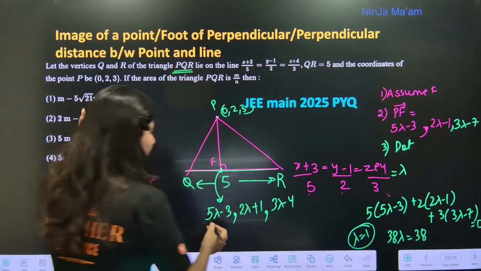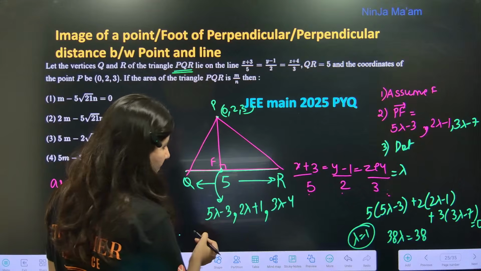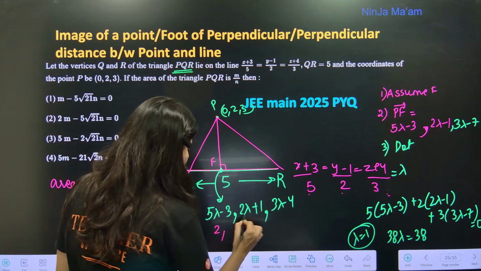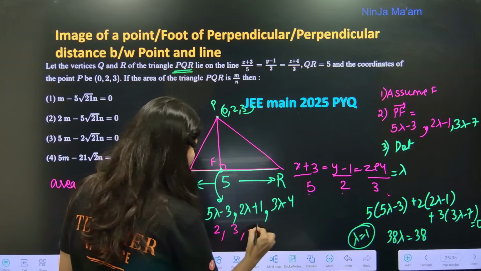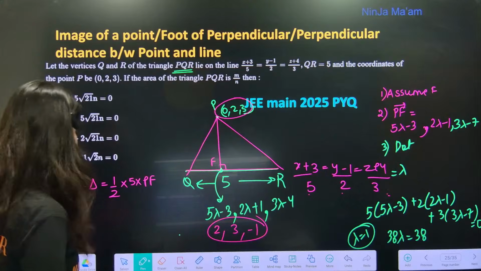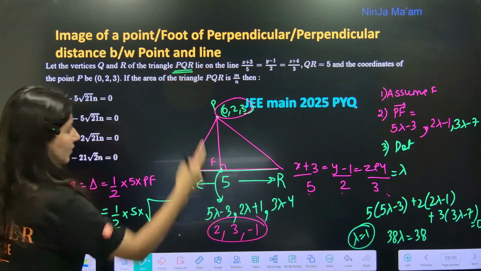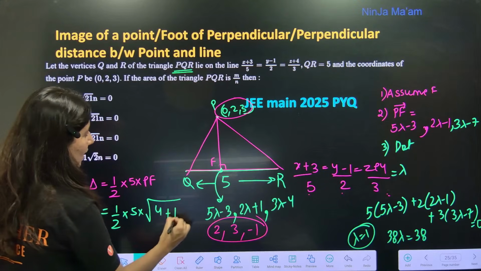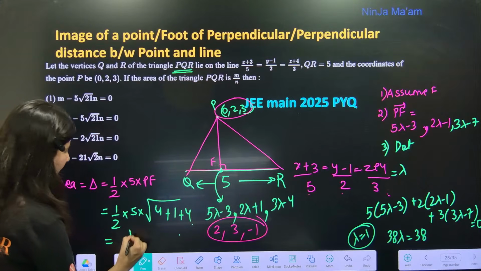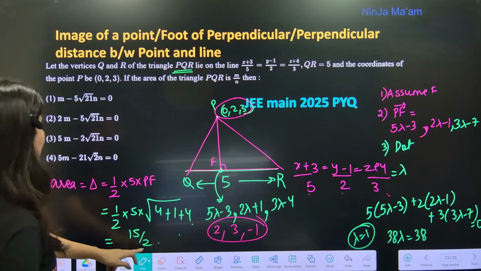Now put. So it is going to give you what? Yes. So lambda is 1. So this is 2 comma 3 comma minus 1. 2, 3, minus 1 and 0, 2, 3. So now PF, everybody. 1 by 2 into 5 into square root of, so this is 4 plus 1 plus 4. So this is your 3. So 15 by 2. This is your area. Okay. So area is 15 by 2.